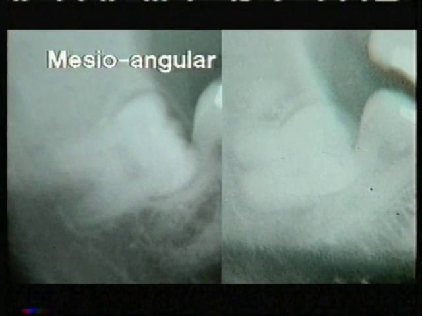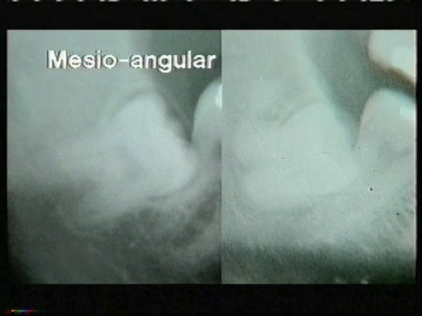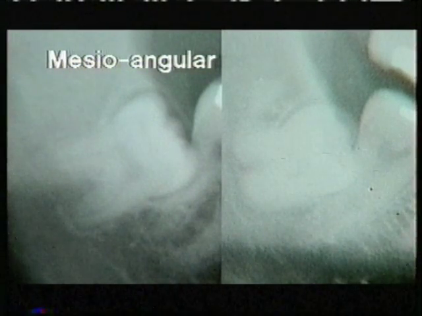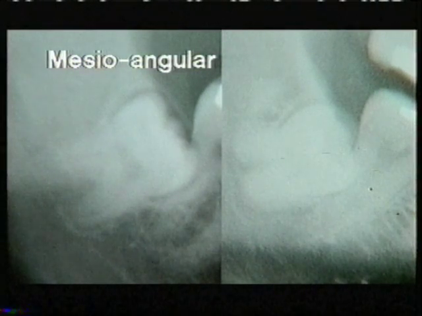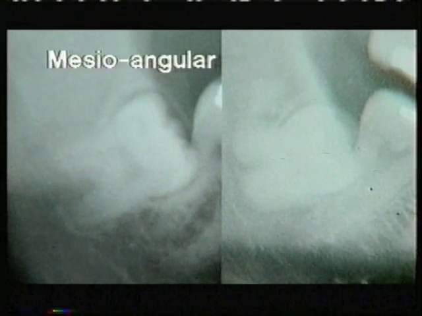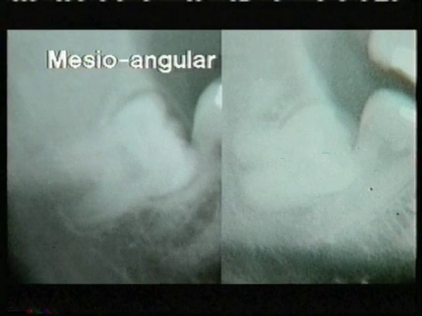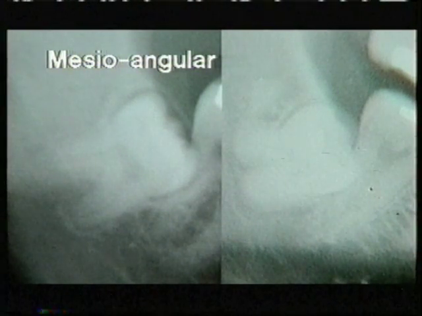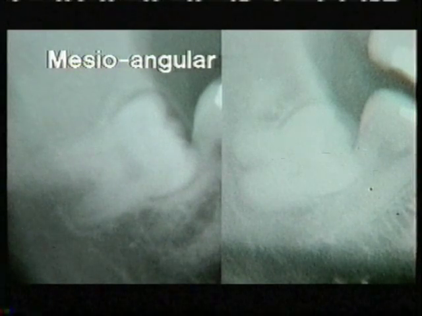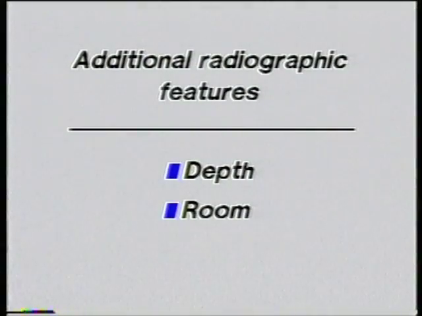Why? Because the distance between the anterior border of the ascending ramus and the distal surface of the second molar is so small. There is considerable lack of room in the case on the right, and that is what produces the difficulty. So, these two factors of depth of impaction and available room are of paramount consideration in assessing how difficult the impaction is.